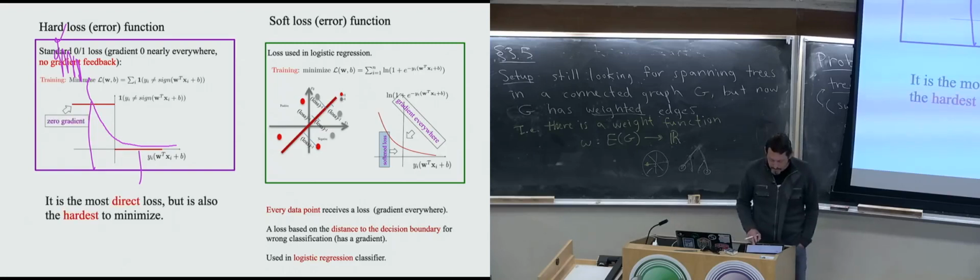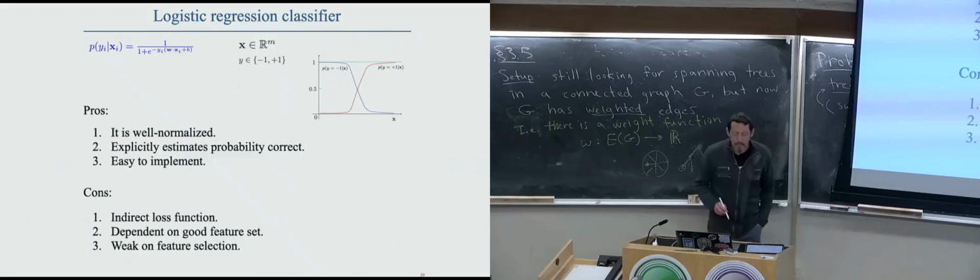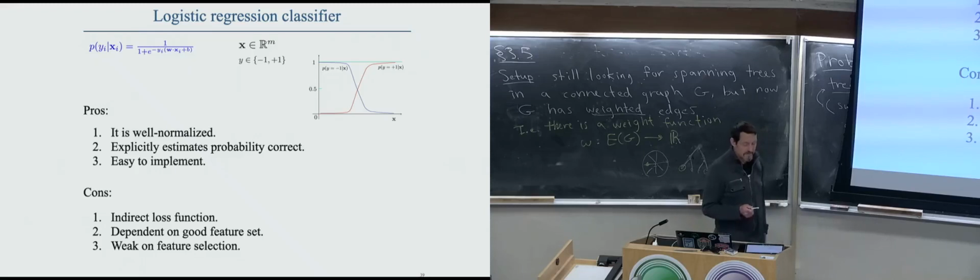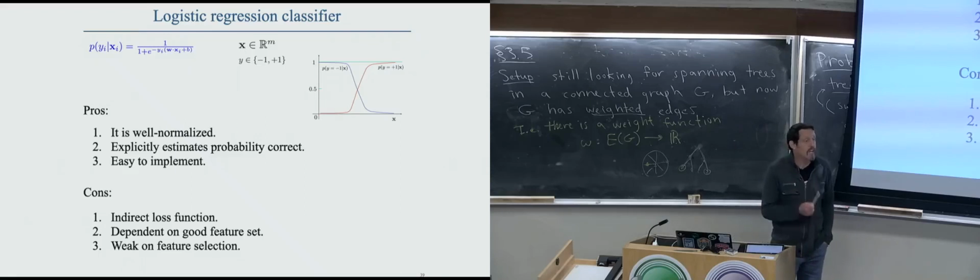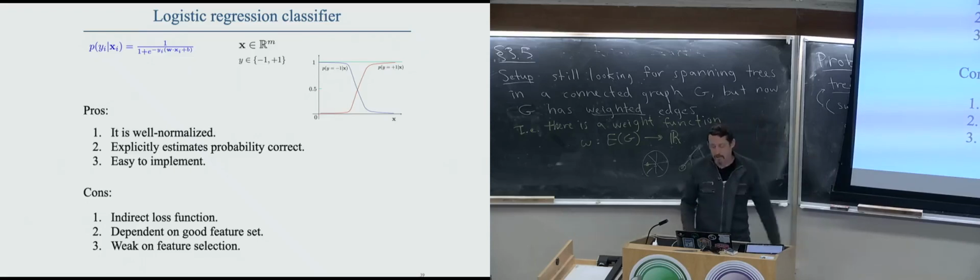Okay. So yeah, this thing is well normalized. It explicitly estimates probabilities. It's easy computationally because it's a bunch of sums. Bad thing is it's only indirectly minimizing the actual misclassification error. And it is super dependent on good features, right? If you don't standardize things, then you have the order of magnitude problem between features. This thing's going to break. And it's no good for feature selection because every variable is just as important as every other variable, right?